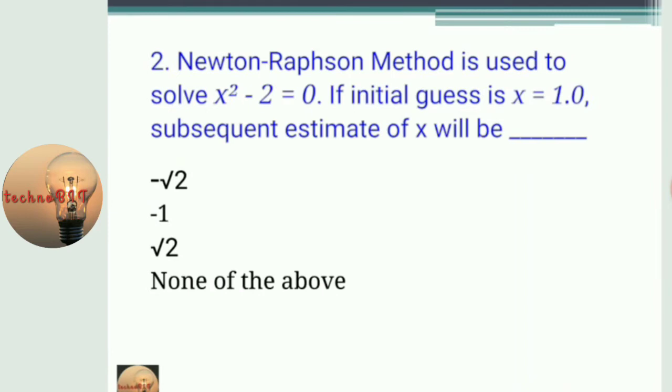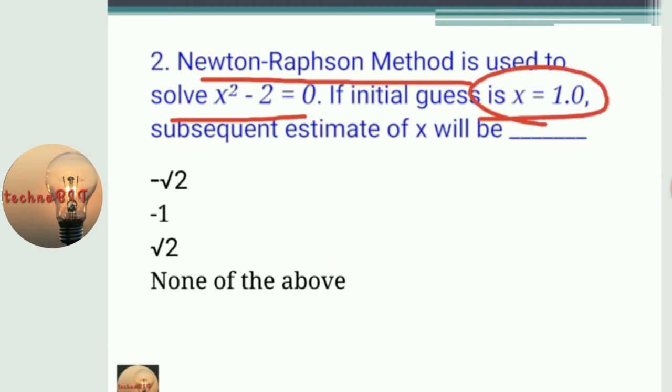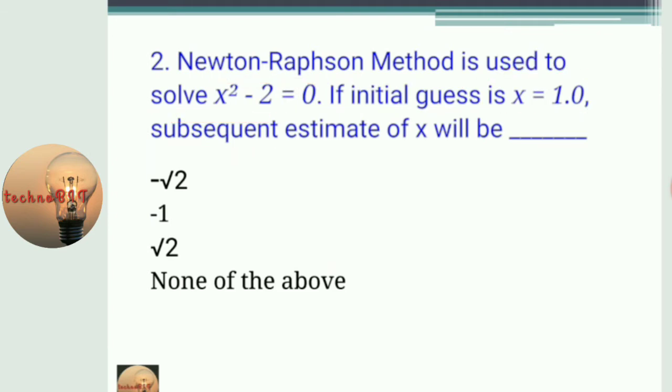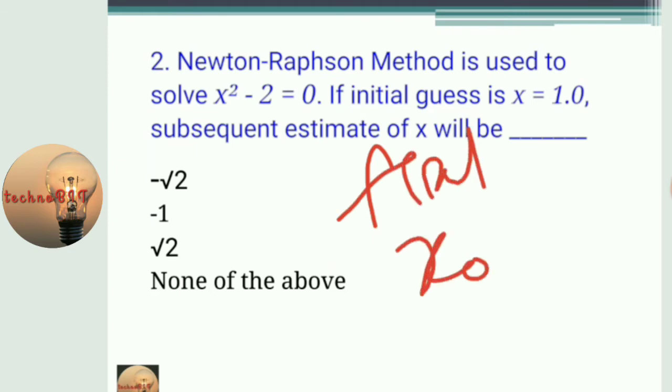Okay, now have a look on the second question. So this is also on the Newton-Raphson method. It is saying that Newton-Raphson method is used to solve this equation if initial guess is x equals to 1.0, then subsequent estimate of x will be. So what is going on? The f of x has been given, x naught is given as 1.0, and subsequent estimate of x, that means we have to find the value of x1.